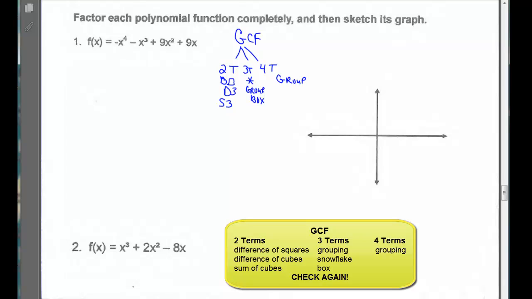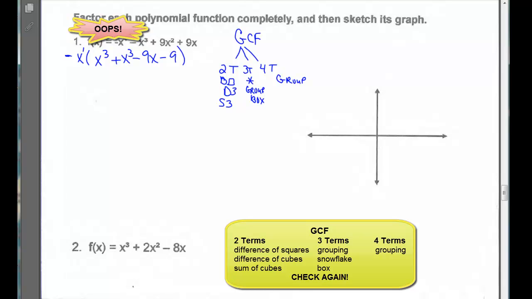So the first thing I want to do is factor out the greatest common factor in this problem. And I could pull out a negative x, and that will leave x cubed plus x squared minus 9x minus 9. Since the first factor has a degree of 1, it's finished being factored. But I have an x cubed here.